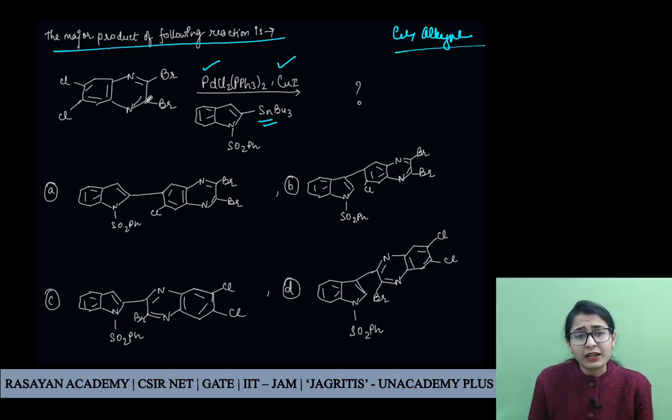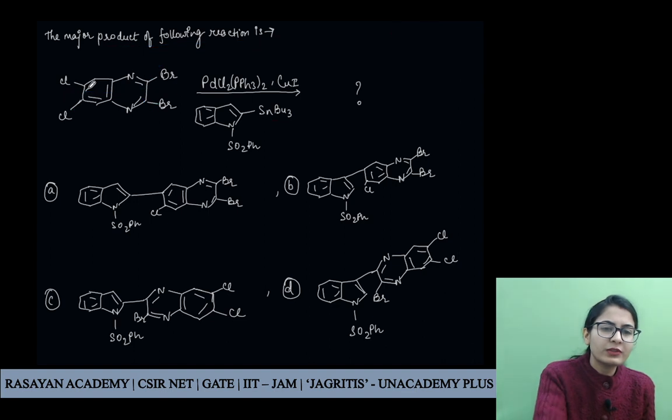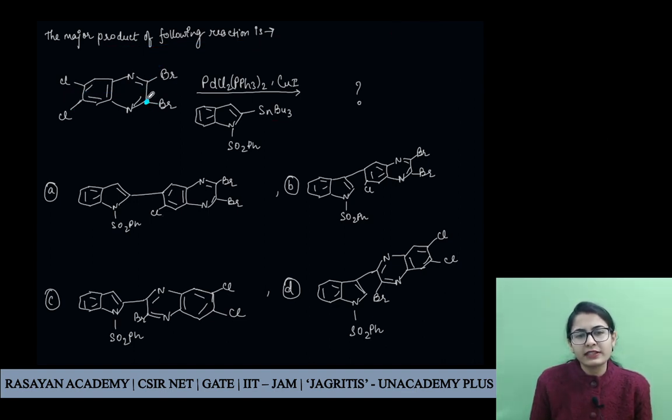You have to find out that there is one position over here, one position over here. The other two are the same, as you can see, because there is a sigma plane bisecting the molecule. So these two positions are the same, these two are the same. So we would just say that there are two possibilities of product formation. Which group is going to undergo oxidative addition? That is very, very obvious, guys.